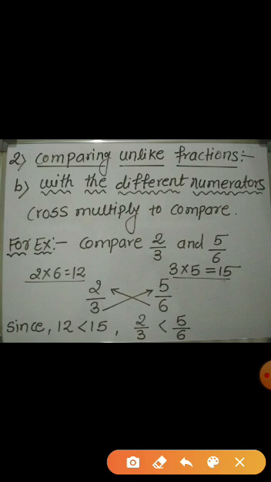Now let us multiply. First we multiply 2 and 6. 2 6s are 12. And then we multiply 5 and 3. 5 3s are 15. Now in 12 and 15, which one is greater? Yes, 15 is greater. Hence the fraction 5 by 6 will be more than 2 by 3.